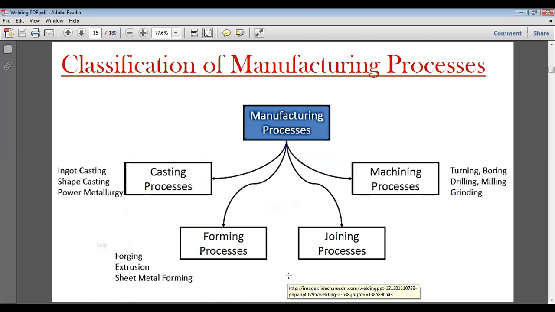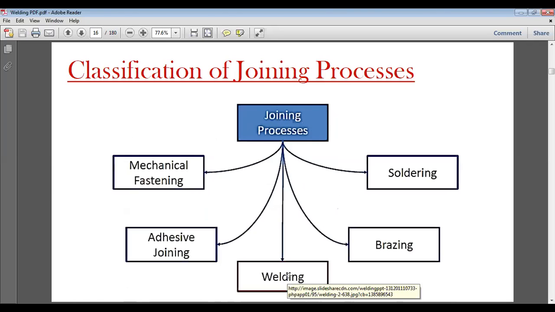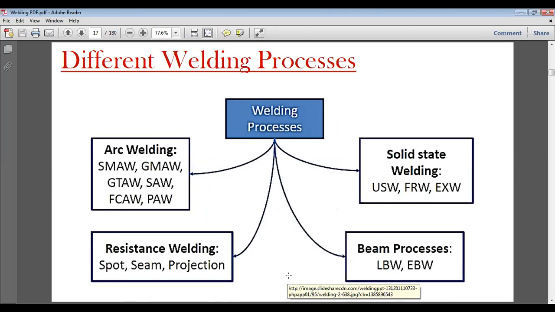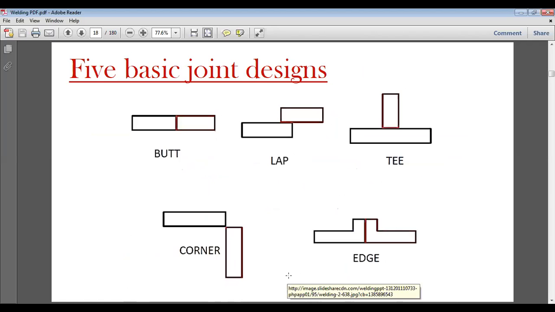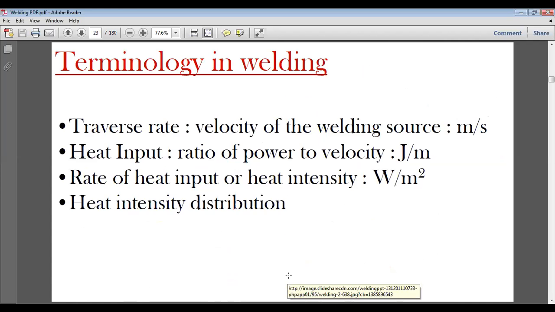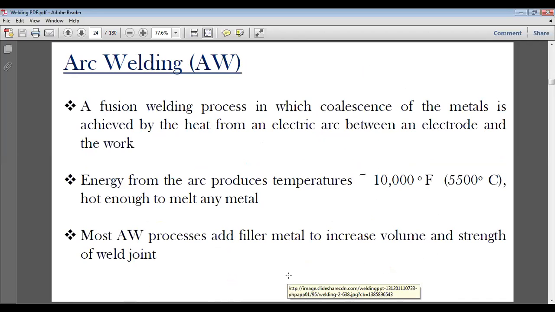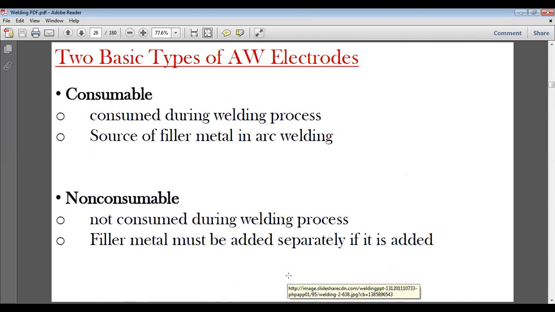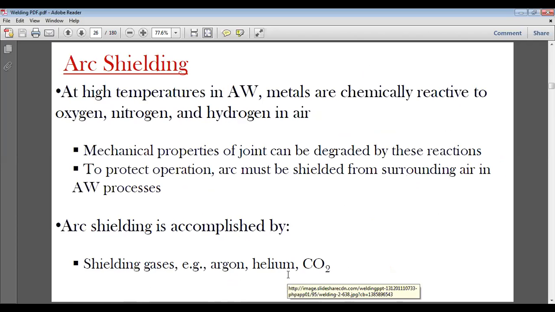So we have earlier discussed classification of manufacturing processes, then joining processes, then welding processes, then five types of joints we have discussed. Now in arc welding we have discussed electric arc, what is electric arc we have discussed already. And then consumable arc electrode, then non-consumable arc electrode, and arc shielding that we have discussed.